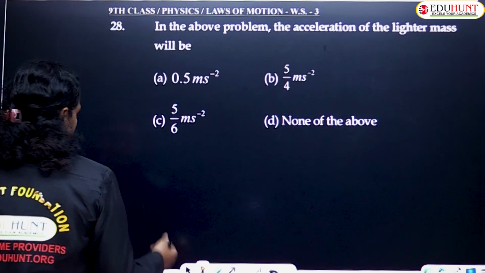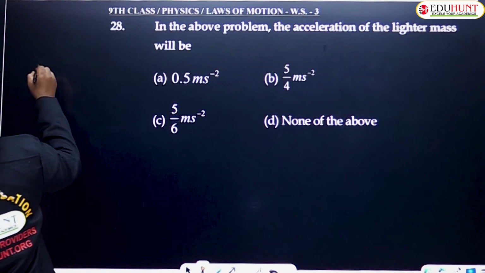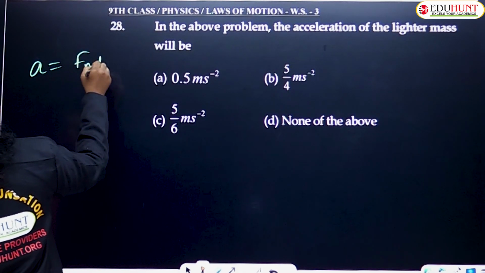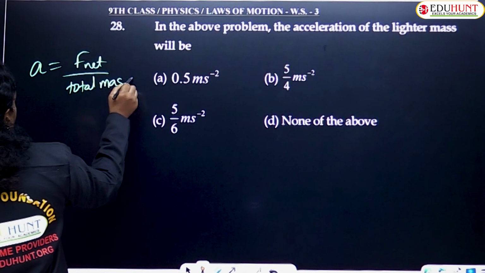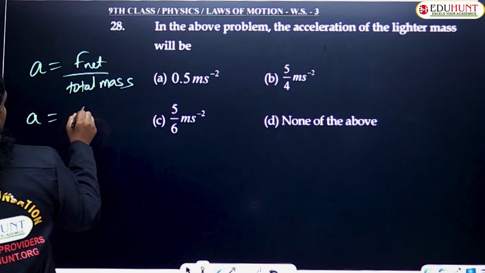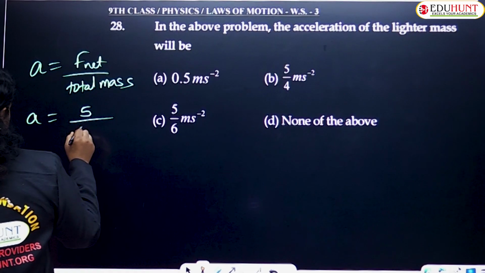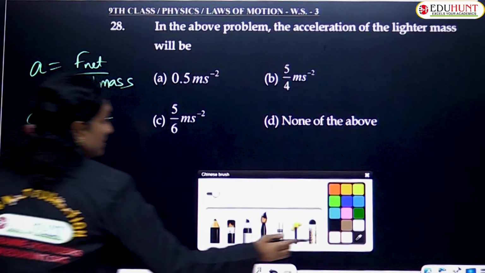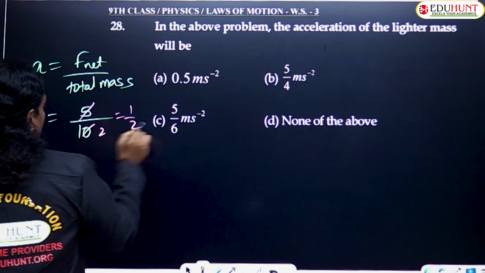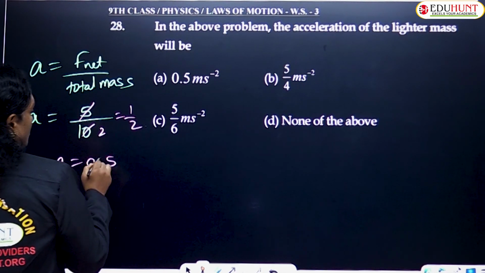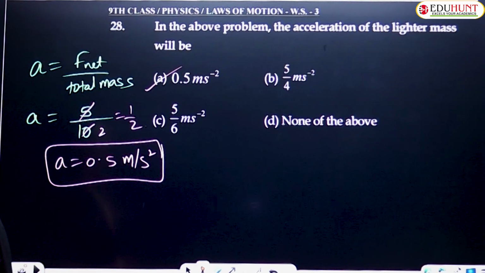Whether it is the lighter mass or the heavier mass, both are accelerating together, and that acceleration is nothing but the total force acting on the system over the total mass. The net force acting on the system is given as 5 newtons, and the mass is 6 plus 4, that is 10. Hence 5 by 10, that is 1 by 2, so the value of acceleration is 0.5 meter per second square. Hence option A must be true.